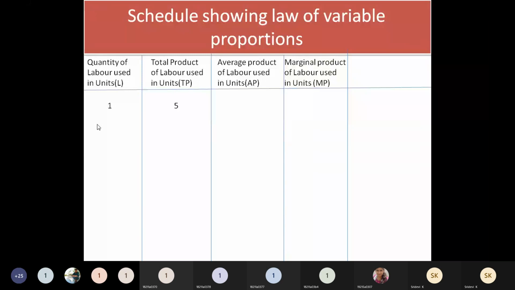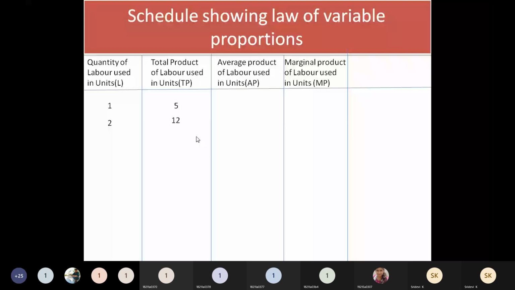So when you use one laborer, the output you got is 5 here. When you increase one more labor, that is 2 laborers, 1 plus 1, 2 laborers, then the output is 12. We are assuming here, what you actually get may be different, but we assume that the production is increasing. Okay.